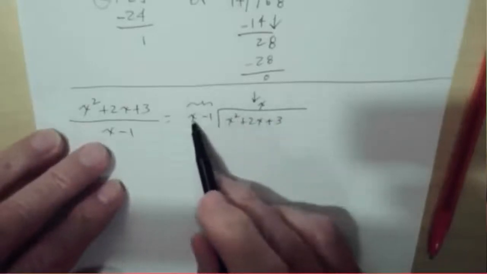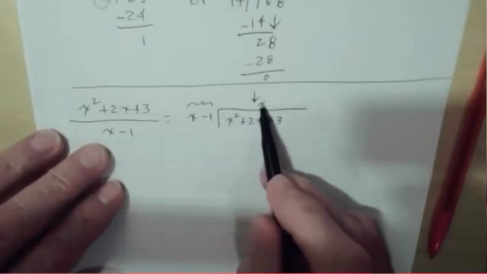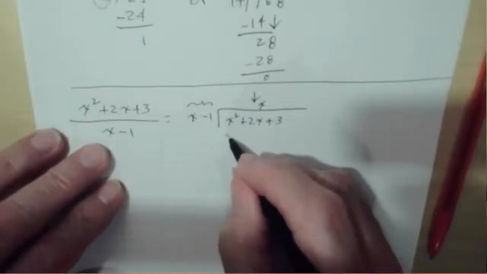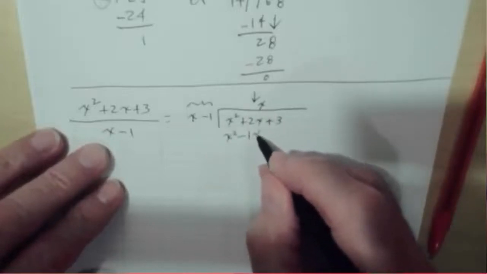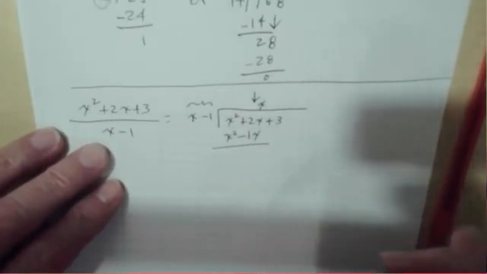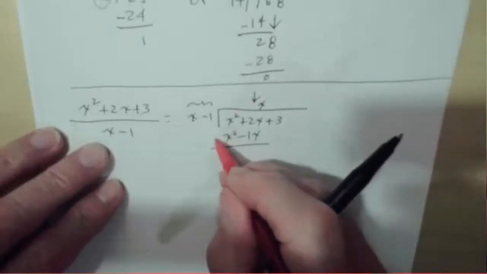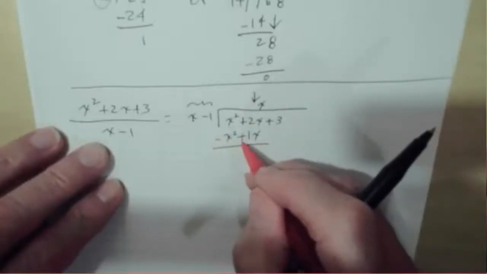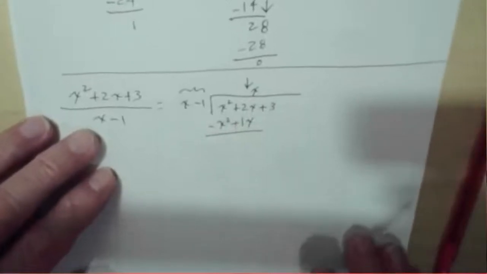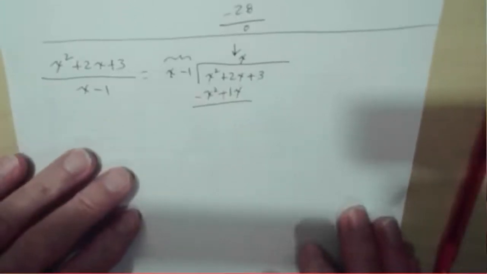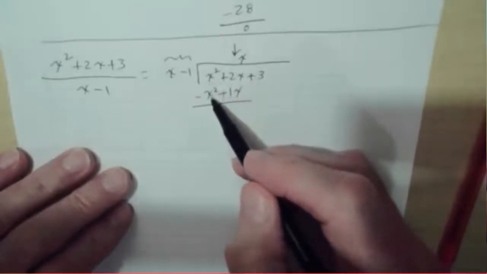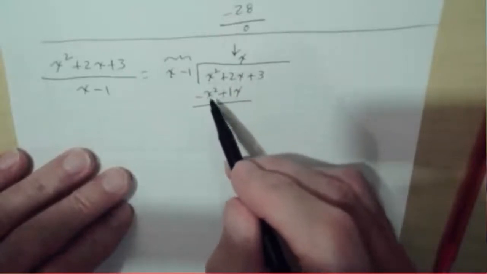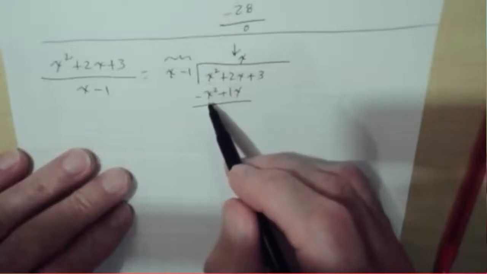Now, x times what times this x is x squared, right? x times x, x squared. x times negative 1 is negative 1x. Draw the line, change the signs. Now, I know at first this isn't going to make a whole lot of sense. Just hang with me, it'll work. x squared minus x squared is 0. That's what we have to have here. We have to eliminate this.